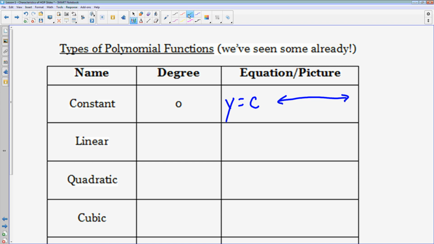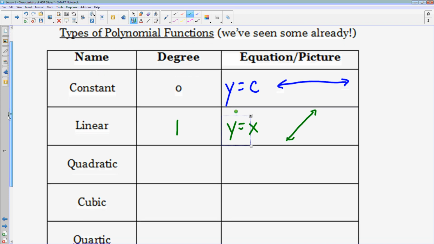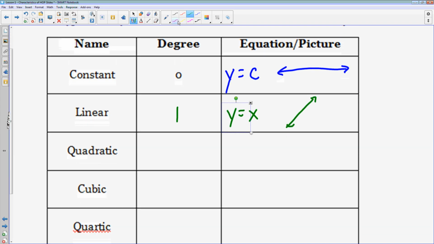Think about HOY-VUX, horizontal line, y equals a number. Okay, the next type of function we definitely have talked about, a linear function. That has a degree of 1. The equation is y equals x, right? X to the first is what that is. And the picture for that particular function is going to be a diagonal line. Okay, think about your slope.